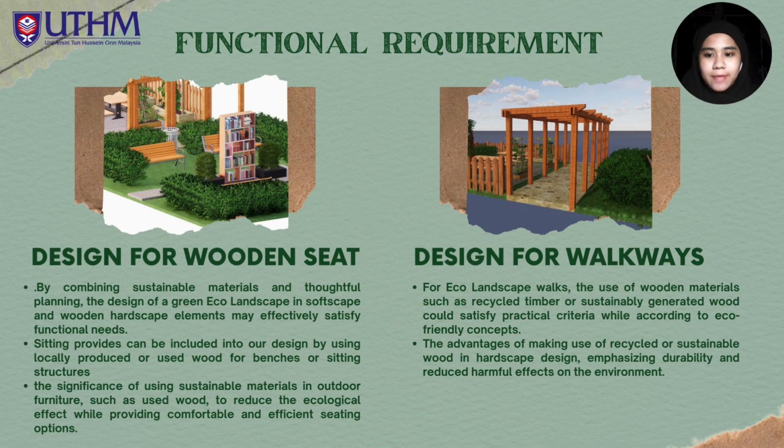Functional requirement. First, design for wooden seat. By combining sustainable material and seating requirements, the design of the green eco-landscape and wooden hardscape elements safely meets functional needs. Seating can be included in our design by using locally produced or used wood for benches and sitting structures. The significance of using sustainable material in outdoor furniture, such as wood, is to reduce the ecological effect while providing comfortable and efficient seating options.